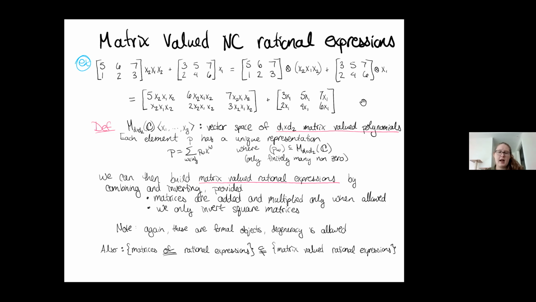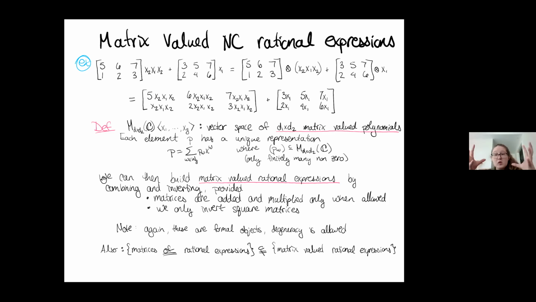All right, I just did polynomials. Let's actually define that properly. I'm going to say the vector space of D1 by D2 matrix valued polynomials is basically these things. I want an element having a representation where it's P_w X^w, and my coefficients here are now matrices.